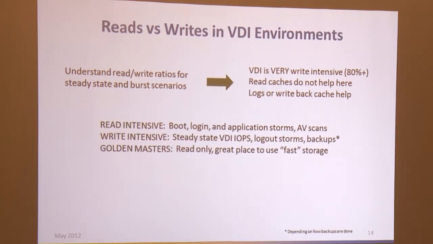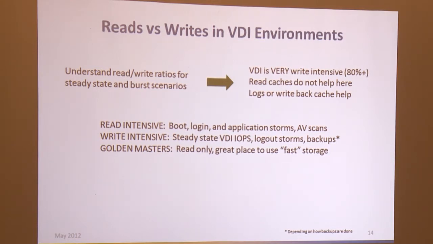Okay, this gives you an idea of where you might want to use particular types of fast and slow storage, read and write intensive. So we talked about the read intensive ones quite a bit. Write intensive ones, so steady state, log outs at the end of the day, a lot of writes go to the back end storage when people are logging out, so that's a huge impact. And depending upon how you're performing backups, if you are performing backups, this could also put a lot of strain on the storage system. Golden masters.